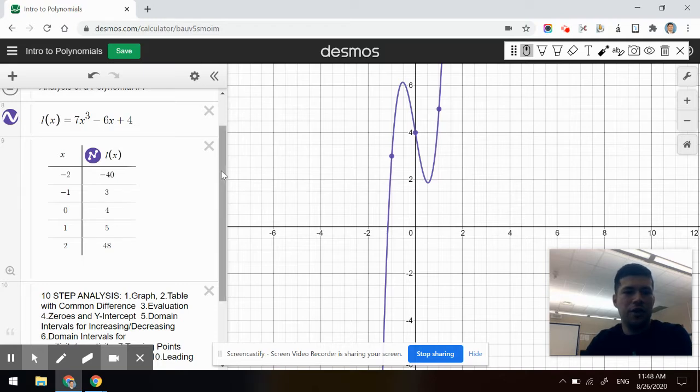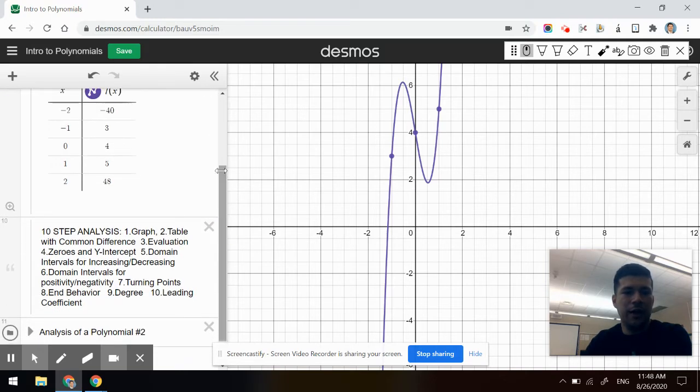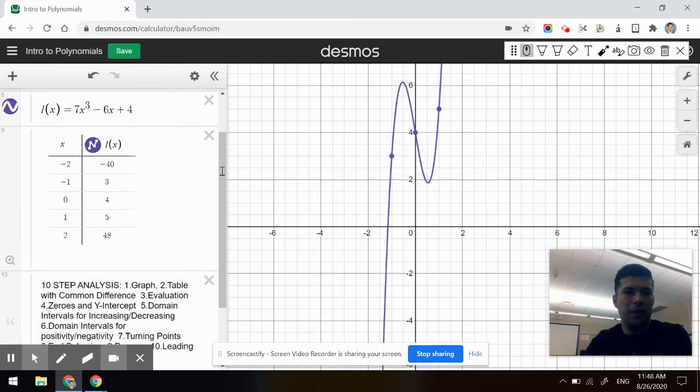Okay, so graph check. The next thing that we're going to look at is a table, and I've already come up with a table right here. You can usually just go to edit list and convert to table. For step 2, let's talk about a table with a common difference. One of the things that we fail to do with functions other than linear is look at their patterns. With linear, we see a very obvious pattern in tables. Not so much with other types of polynomials. So let's take a look at this.